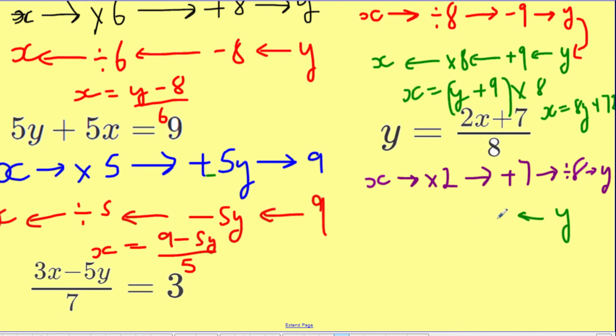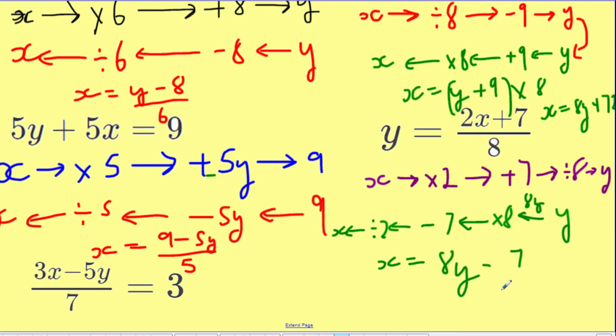So Y, the opposite, is multiplied by 8. Then we're going to take 7, then divide by 2, and that's going to give me X. So my final answer is X equals Y times 8. So Y times 8, we usually write as 8Y. So it's going to be 8Y. Take 7 divided by 2.